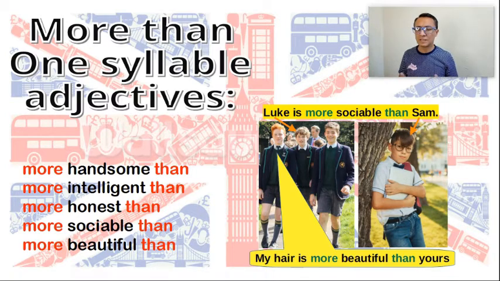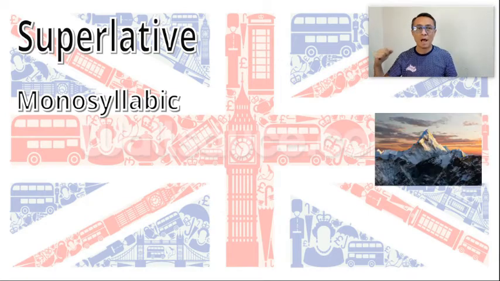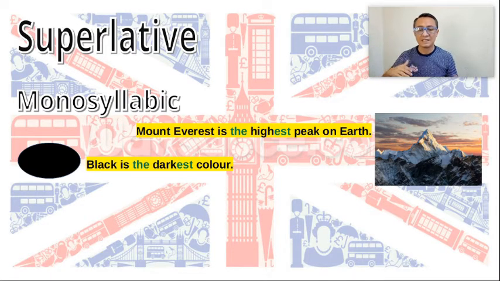What happens when something is superior to the rest of the others? That's when we use the superlative. Now, monosyllabic adjectives take the suffix -est, but the adjective is preceded by the definite article the. For example: Mount Everest is the highest peak on earth. Black is the darkest color.